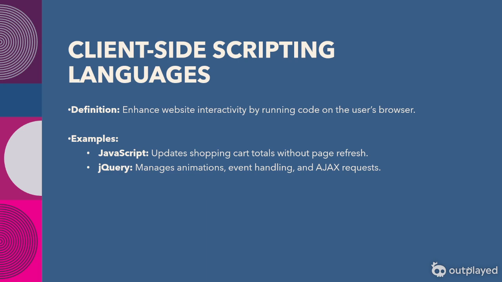Next is client-side scripting languages. These are languages like JavaScript and jQuery, which are used to enhance how users interact with websites. This is done by running code directly in the user's browser. JavaScript can create things like forms and interactive maps. For example, a shopping cart on an e-commerce site like Amazon uses JavaScript to update the cart total without needing to refresh the page. jQuery is used to simplify JavaScript code by providing easy-to-use functions for common tasks like animations, event management, and AJAX requests.